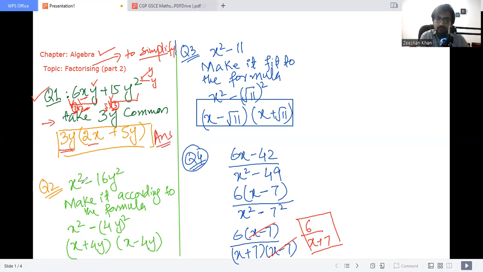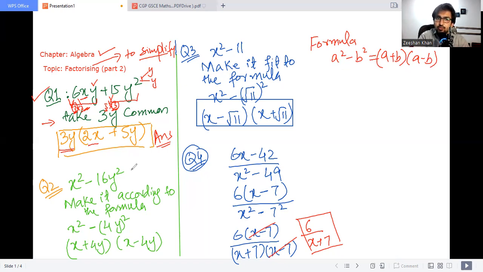Question number 2, x square minus 16y square. So as I have explained to you a formula, we will apply that formula in this case. So let me write that formula over here. Formula is a square minus b square equal to a plus b, a minus b. This is the formula.